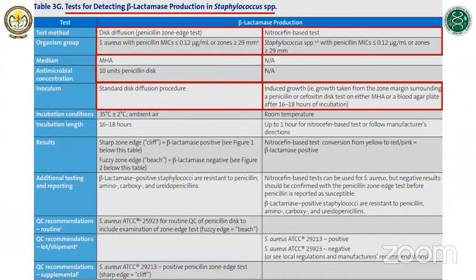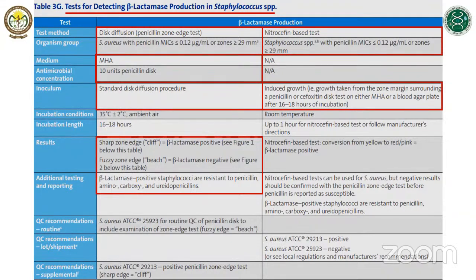The main thing is that the incubation temperature has to be 35 degrees, because if you increase the temperature to 37, then the heteroresistance does not get expressed very nicely. So for better expression, we have to keep the temperature at 35 degrees plus or minus 2 degrees.